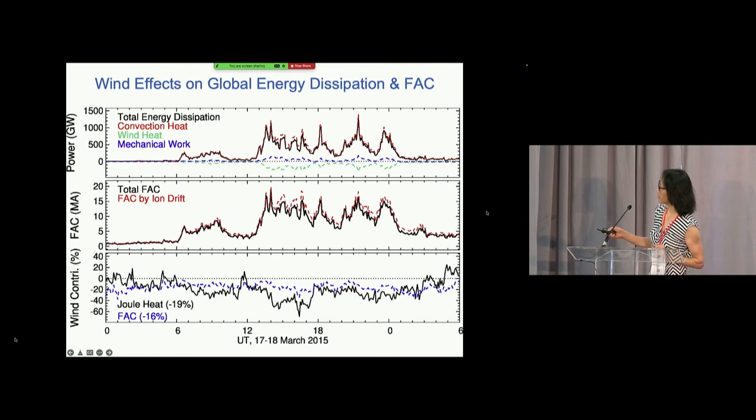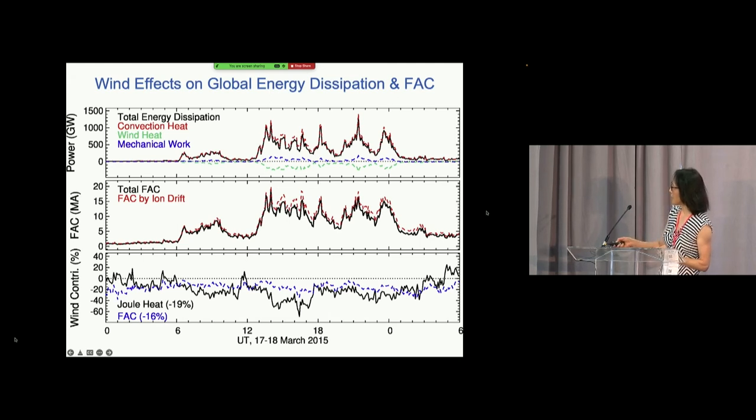And the total energy dissipation, which is the black line, is slightly smaller than the convection heating. The middle panel shows the field-aligned current intensity, again hemisphere-integrated magnitude, for the total field-aligned current versus the field-aligned current driven by ion drift. The difference between these two is the neutral wind effect on the field-aligned current. The bottom panel plots the contribution of the neutral wind to the Joule heating and the field-aligned current.